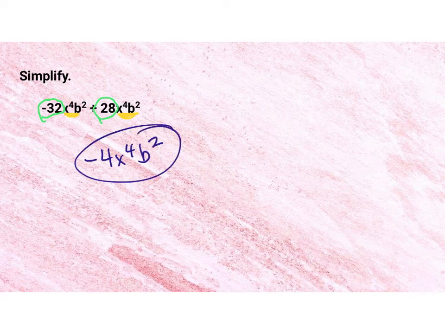Next problem states to simplify negative 32x to the fourth b squared plus 28x to the fourth b squared. So we have like terms, x to the fourth and b squared. So that means we can just combine our coefficients. So let's go ahead and do that. Negative 32 plus 28 will be a negative 4. And then you just write down your terms, x to the fourth, b squared. And that is your final answer.